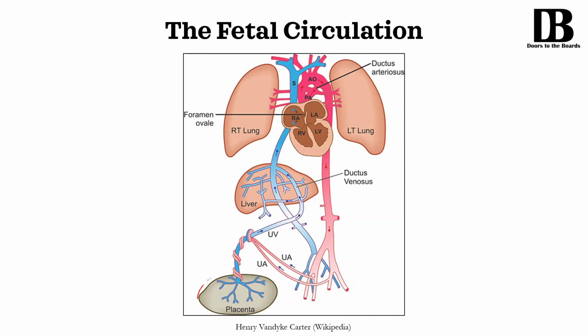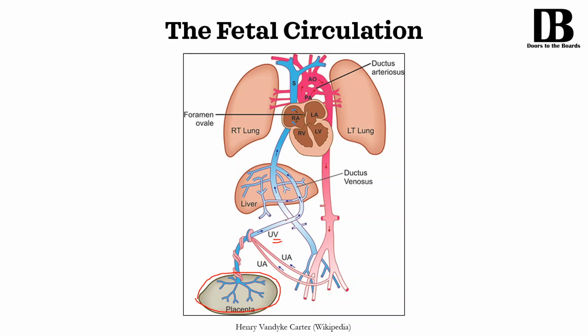So we're going to start here at the placenta, and the baby is going to get oxygenated blood from the umbilical vein. So even though it says vein, it's actually filled with oxygenated blood, and this is because vein doesn't mean that the blood should be deoxygenated. It just means that it is a vessel going to the heart. So in this case, although it's a vessel going to the heart, it's actually carrying oxygenated blood.